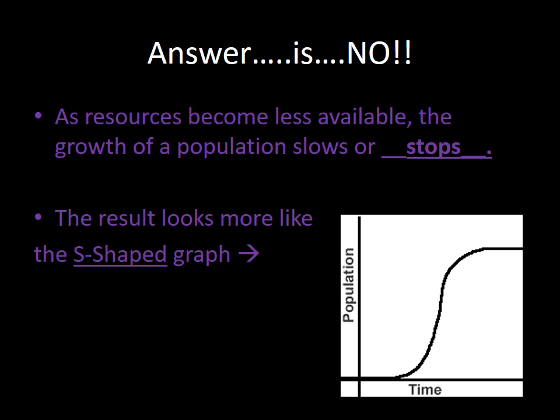Hopefully you came up with the answer no. So as resources become less and less available, eventually you're going to start running out of enough food for people or for organisms, enough water, enough space, enough shelter. Eventually it's going to start slowing down until it eventually pretty much stops. The result, instead of looking like a J curve, makes more of an S-shaped curve. So when you start running out of resources, you make an S-shaped curve.